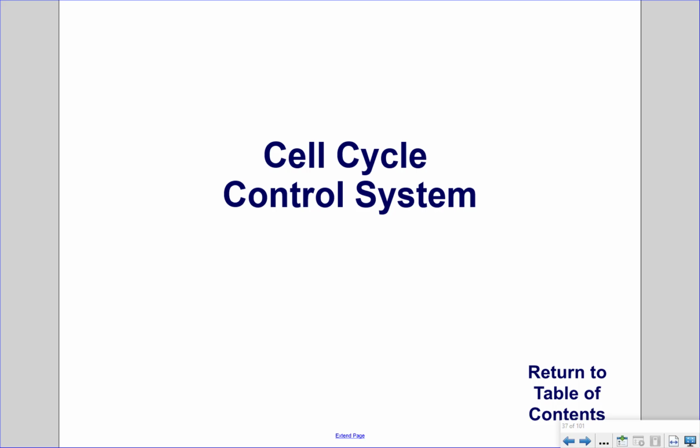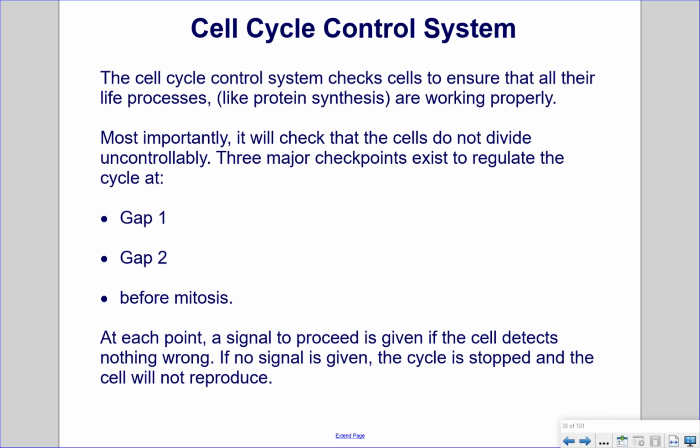Cell cycle control system. The cell cycle control system checks cells to ensure that all their life processes, like protein synthesis, are working properly. Most importantly, it will check that the cells do not divide uncontrollably.